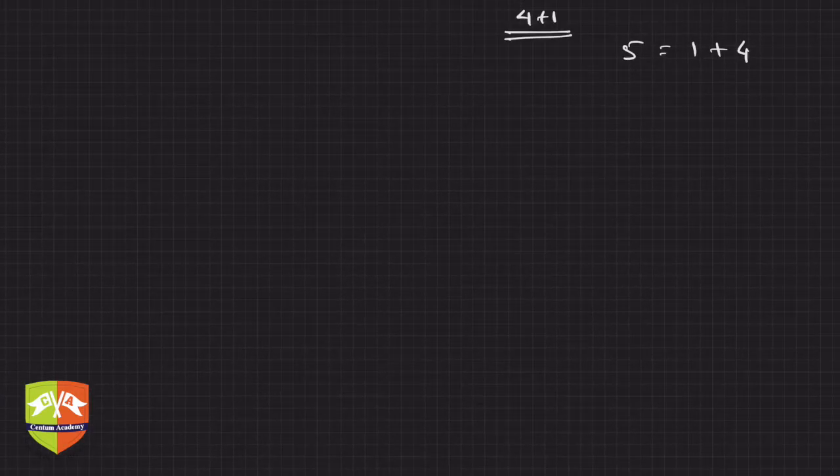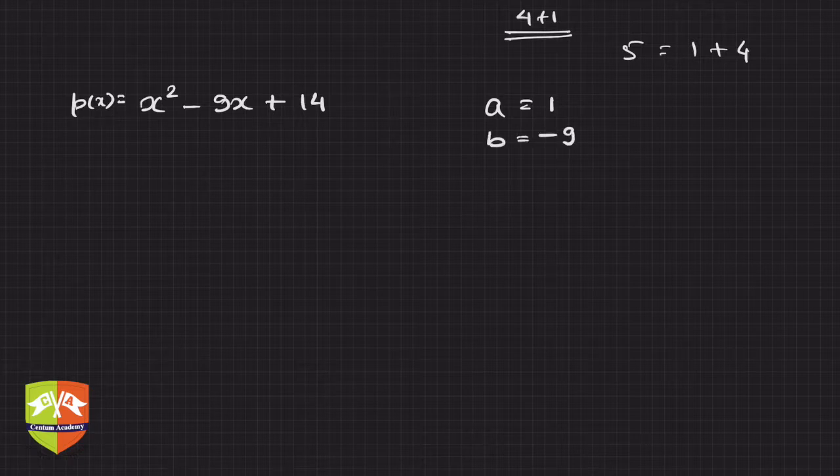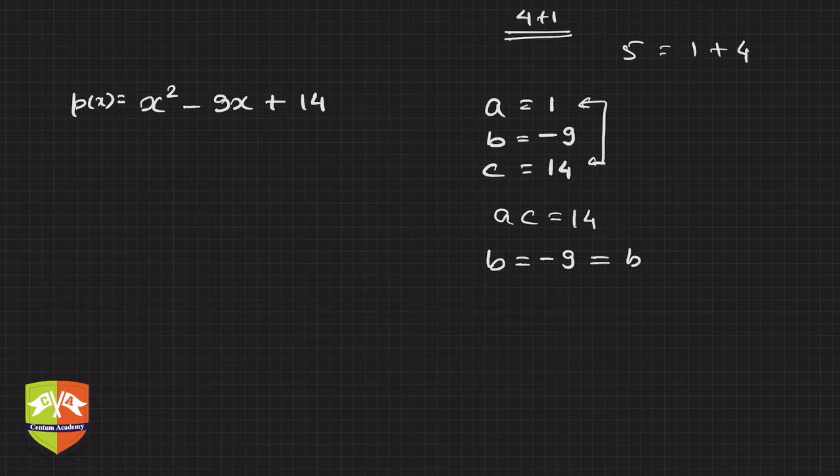Let's take another example: x square minus 9x plus 14. This is Px. Now you have to factorize it. What is A, guys? A is 1, B is clearly minus 9, and C is equal to 14. So what is A times C? AC is equal to 14. Now B equal to minus 9 has to be broken down into B1 plus B2 such that B1 times B2 is equal to 14. Now B1 times B2 is 14, which is positive, guys. So either both are positive or both are negative, then only the product will be positive, isn't it?